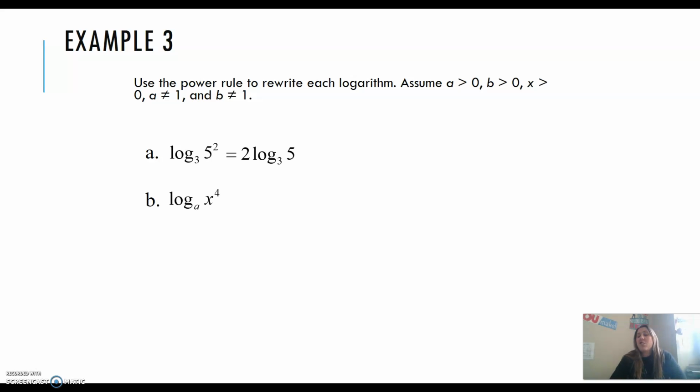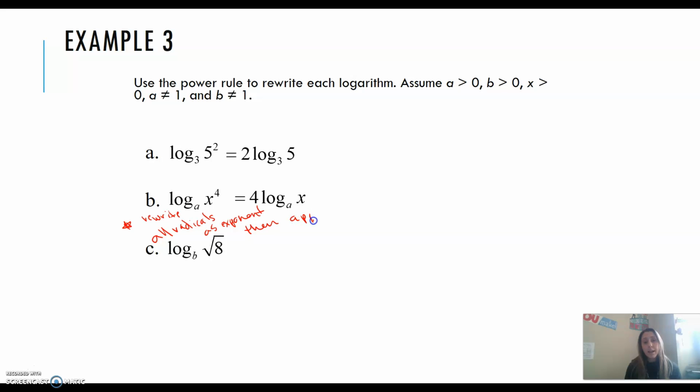When we have just all letters, we have log base a of x to the 4th. We're going to end up with 4 times log base a of x. Okay, here's what I want you to write here. I would like you to also star this one. Star it. And then you always have to rewrite all radicals as an exponent. Then apply the power rule.